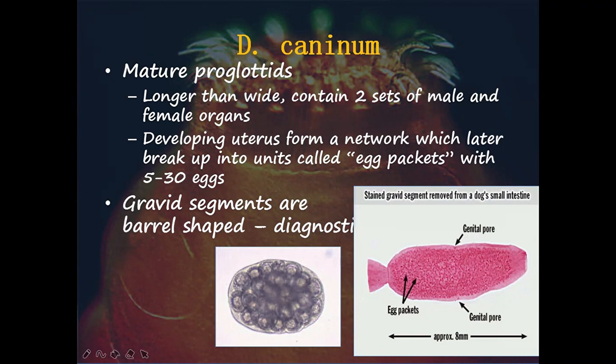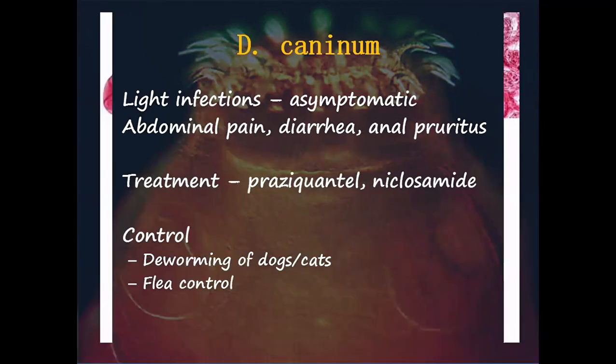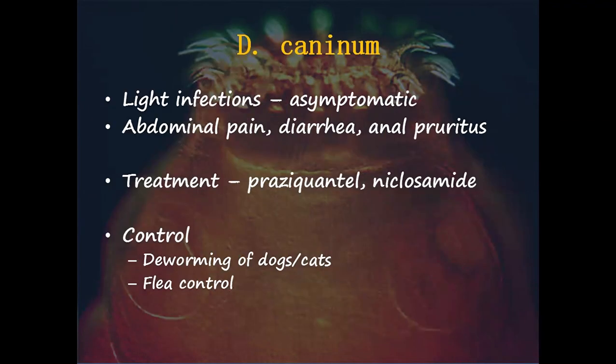So this is one egg packet, and I think we have a higher magnification picture later on. The gravid segments are now barrel shaped, and this is a diagnostic feature of this disease. So when you hear a barrel-shaped gravid segment, your diagnosis will be D. caninum. Light infections are just asymptomatic or present with vague abdominal pain, diarrhea, or even itchiness.